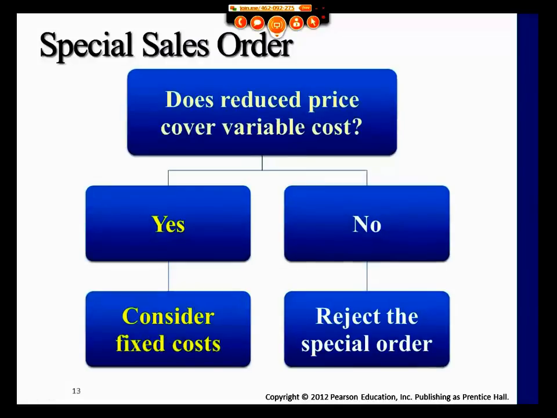So does the reduced price cover variable costs? If it's a yes, they will consider it. If it's a no, then they will reject it. Okay? Sometimes a business will incur fixed cost, but not as much variable cost. Sounds odd, right? But that might be the case. For example, think of an example. What could it be? Fixed cost, but not variable cost. Insurance premium. Okay, that might be the case.